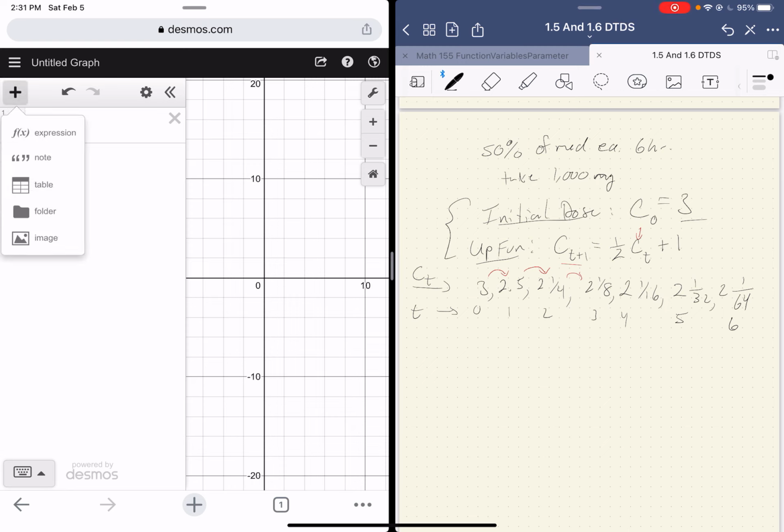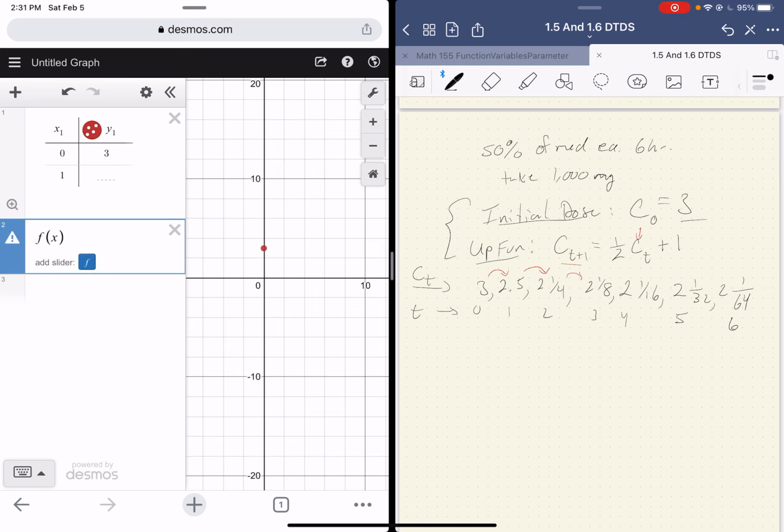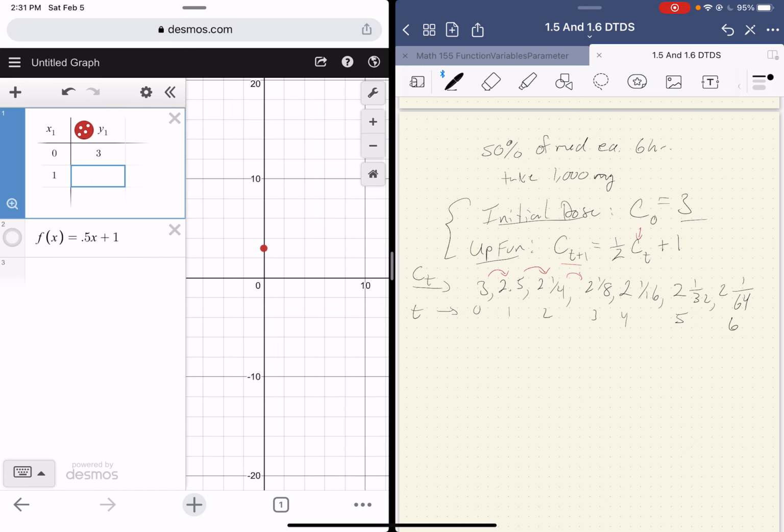Okay, so let's go ahead and plot these. So again, I'm going to do that plus sign and then table. And I have 0 gets paired with 3. 1 gets paired. Oh, you know what? Let's make our life easier. I'm going to put down my updating function. So this is 1/2 x plus 1, right? And I don't need to graph that. I don't care about that. But when I plug 3 into my updating function, that's going to be my 2.5.